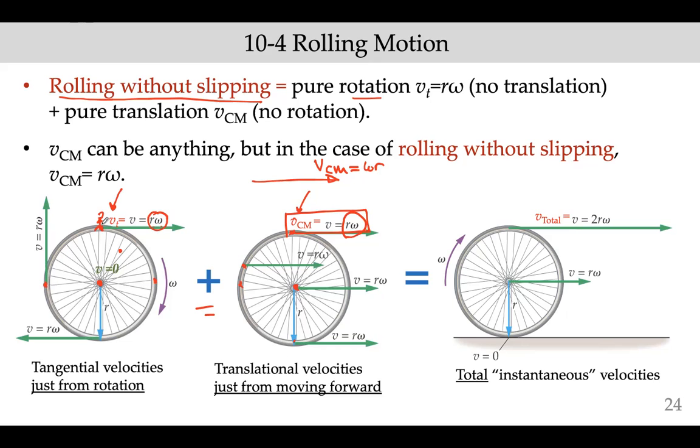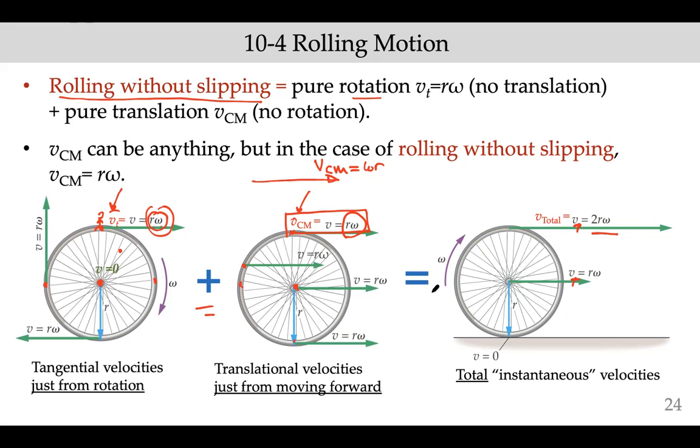Now, let's start with the top. At the top point, there is velocity r omega coming from tangential velocity, which is coming from rotation. And there is another velocity coming from translation. Both are r omega. So when you add them up, you get 2r omega. In the middle point, the rotation doesn't contribute, but the translational motion contributes r omega. So the total is just r omega. These are all totals. Total means rotation plus translation.